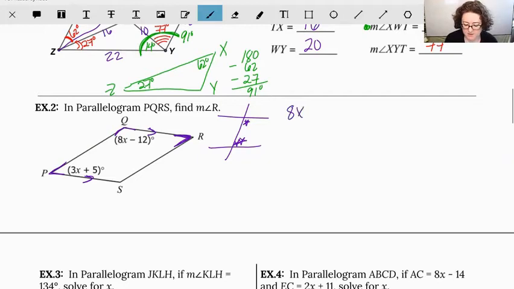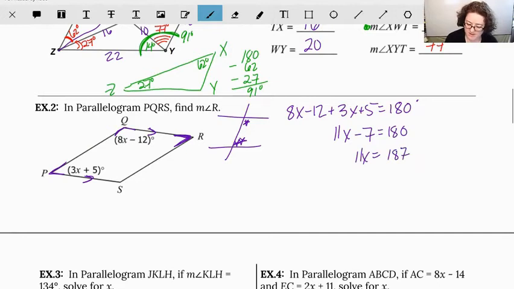So I'm going to do 8x minus 12 plus 3x plus 5 equals 180. And then I can go through and solve for x. So combine my like terms, I have 11x. Negative 12 plus 5 is a negative 7. and 180. So add a 7 to both sides will give us 187. And that actually divides out pretty nice. 187 divided by 11 gives us 17.